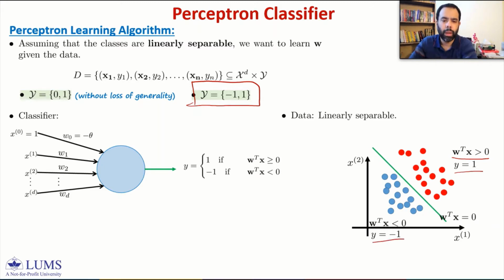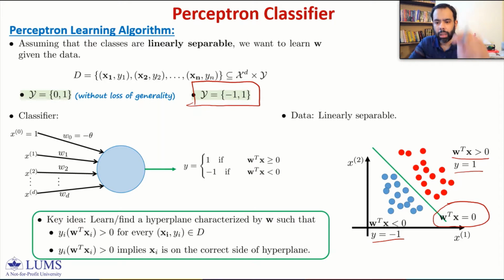And we assume that we have this linearly separable data. We want to find this hyperplane W transpose X is equal to 0. Given classifier, given the linearly separable data, we want to find this hyperplane. The key idea in finding this hyperplane is that yi W transpose xi is greater than 0 for every xi, yi in the data.